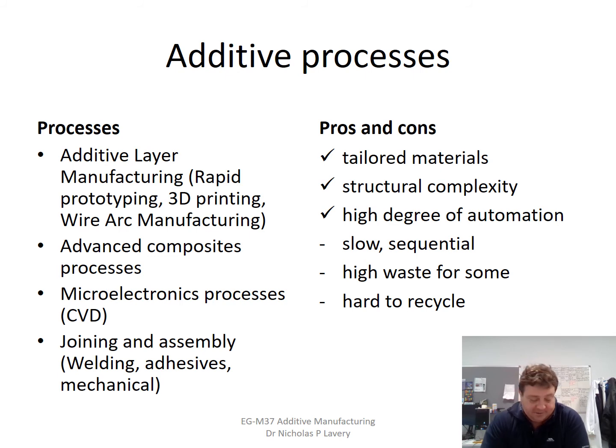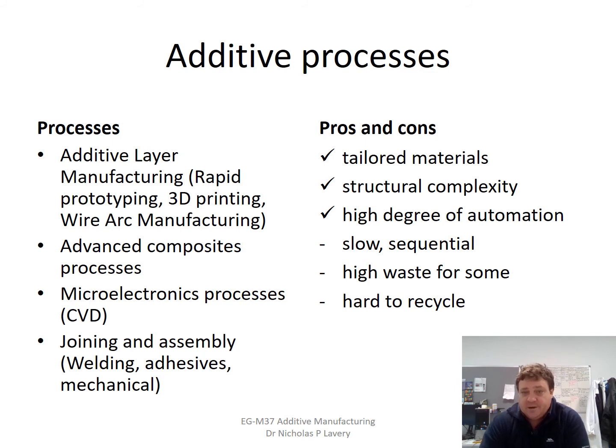Now, additive processes. Moving on to our next type of processes: additive layer manufacturing, rapid prototyping, 3D printing, wire arc manufacturing. We're going to hear a lot about these throughout the rest of the course. But other types of additive processes are composite processes, laying composites, epoxy, carbon fiber. You can have microelectronic processes where vapor deposition is put down one layer at a time using chemical vapor deposition. Joining and assembly, so welding, adhesives, and mechanical processes, are also additive processes, but not necessarily powder bed or the type of additive process for 3D printing.